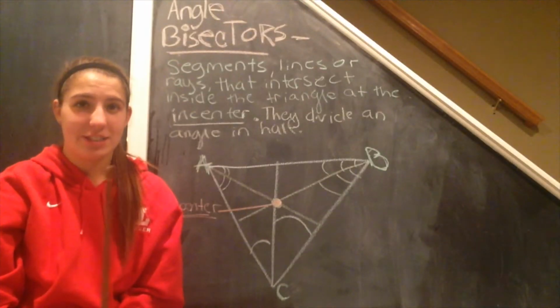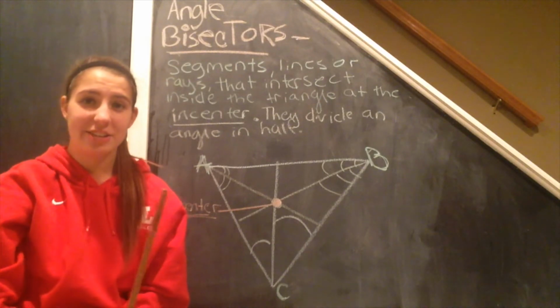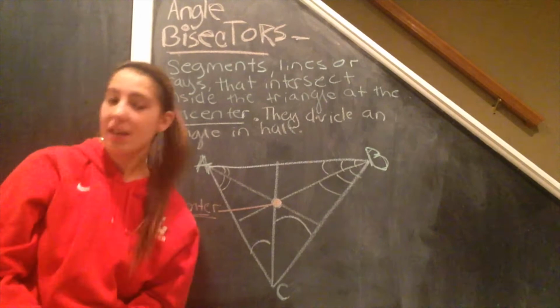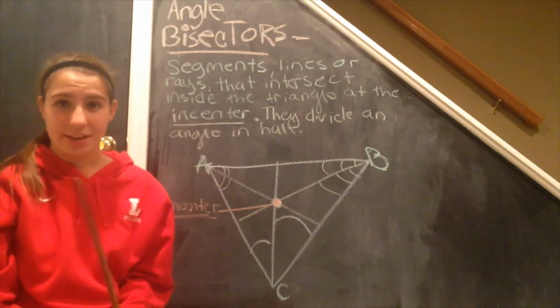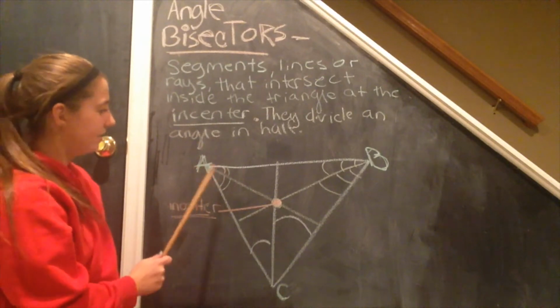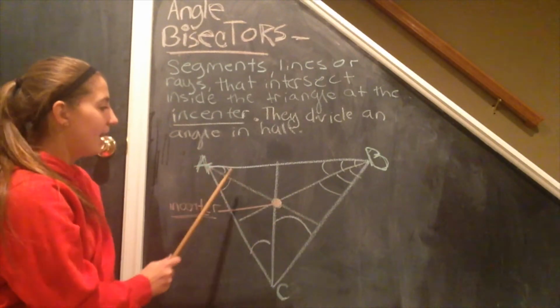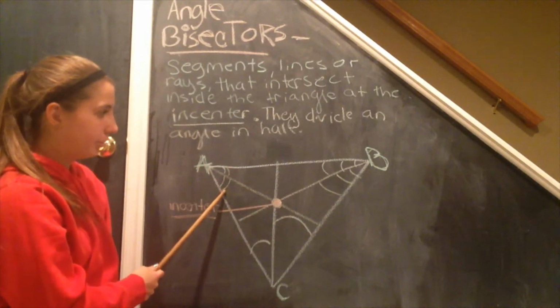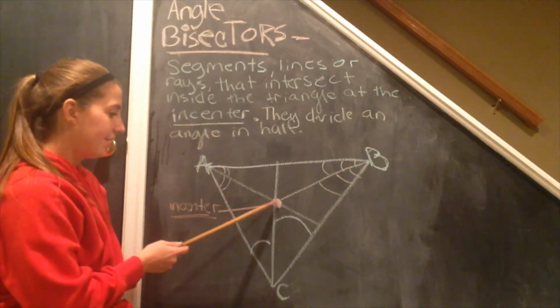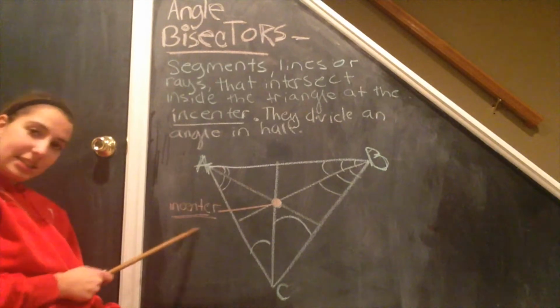Angle bisectors are segments, lines, or rays that intersect inside of the triangle and they intersect at the incenter. They also divide an angle perfectly in half. So here you can see that angle A is divided by a line, yet both sides are congruent to each other, and it's the same for B and C. And then here they intersect at the incenter.